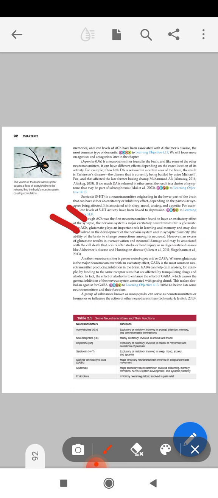However, an excess of glutamate results in overactivation, and neural damage may be associated with the cell death that occurs after a stroke or head injury, or in degenerative diseases like Alzheimer's disease and Huntington's disease.